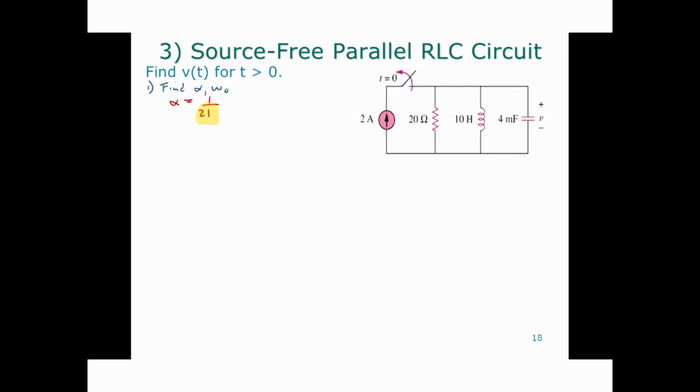So alpha is 1 over 2RC, and R is 20, and C is 0.004, so it's 1 over 2 times 20 times 0.004, which is 6.25. That's why you have to make sure you're on the right table. We're now using table 2, just for people who might be watching online.